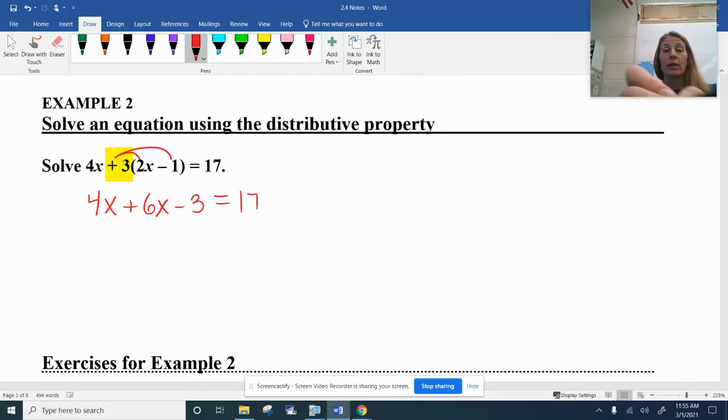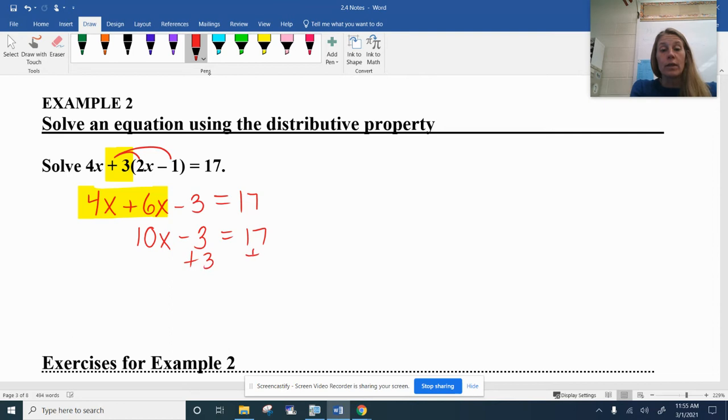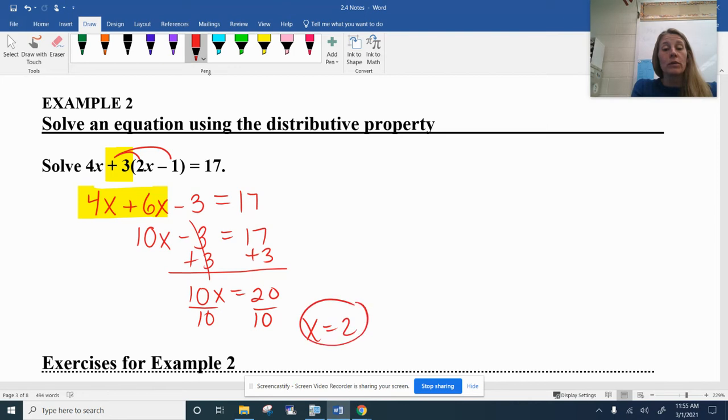Now we continue just like we did on the last set of examples. So 4x and 6x are like terms on the same side of the equal sign, so we can simply combine those like terms. And then we finish solving the problem using our inverse operations, in this case addition, and then division to get the x by itself, and x equals 2.